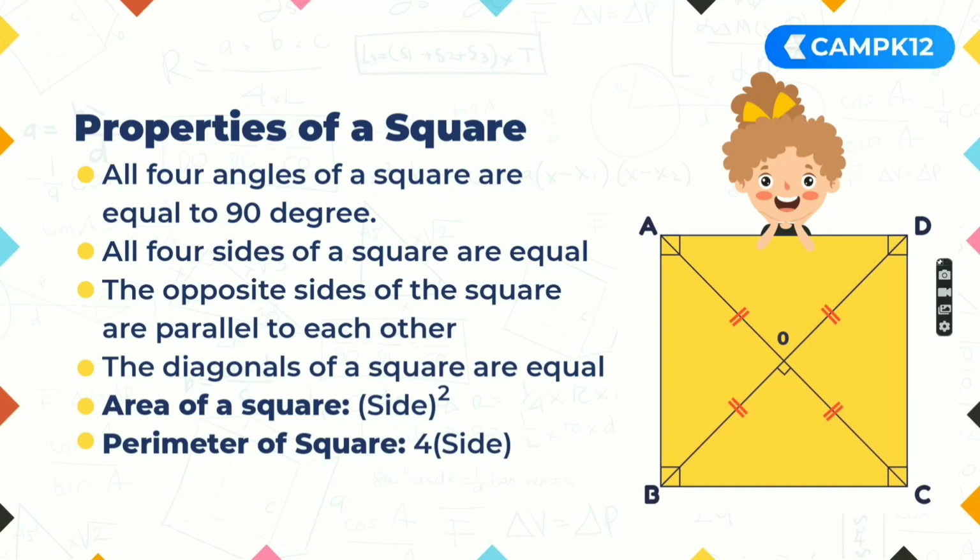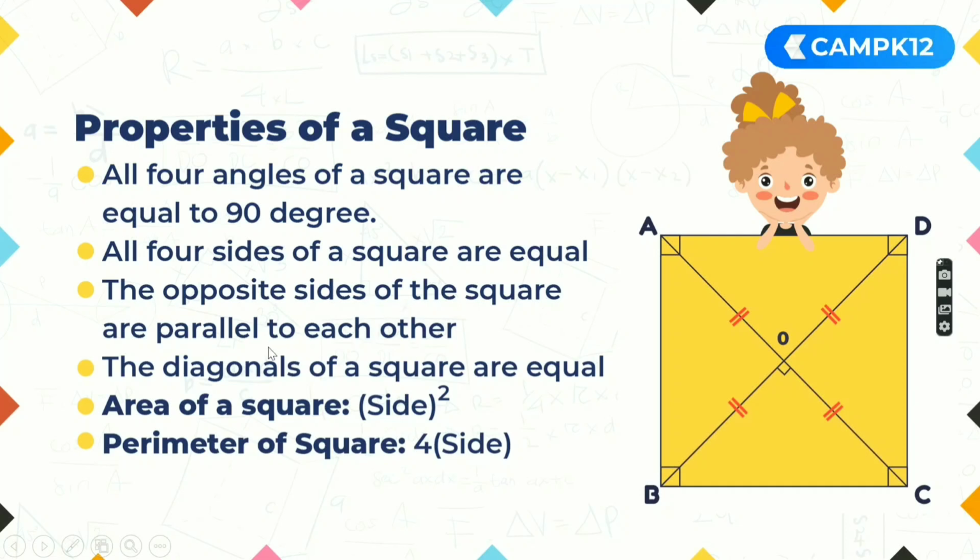All 4 angles of a square are equal to 90 degrees. Therefore, angle A, B, C, D, all these angles will be equal to 90 degrees. All 4 sides of a square are also equal. Hence, AB, BC, CD and AD, the measure of all the 4 lines are also equal.